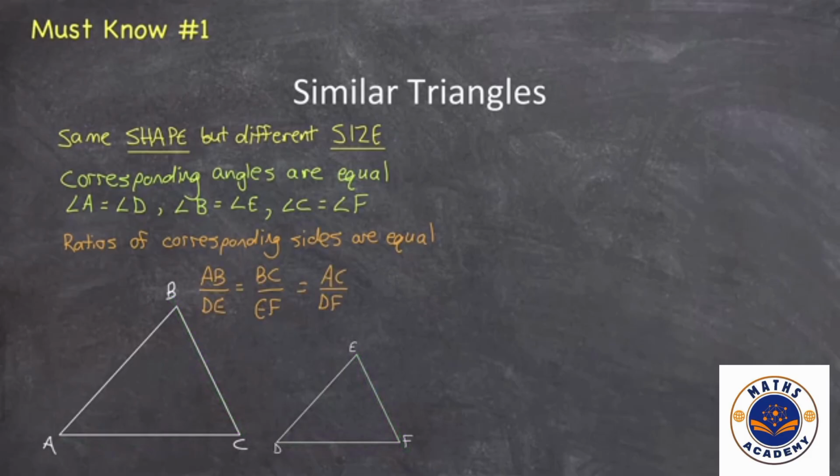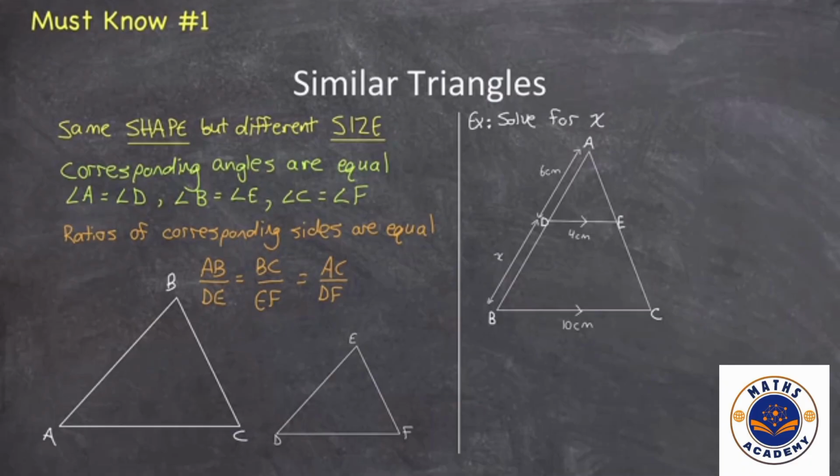And we can use these properties to solve for missing sides and angles in triangles that are similar to each other. Let me show you an example. In this question, we're asked to solve for the length of x. In order to do that, I'll have to use these two similar triangles that I see, the big triangle and the smaller triangle within it. We'll have to start by proving they're similar, which there are three ways to prove similarity.